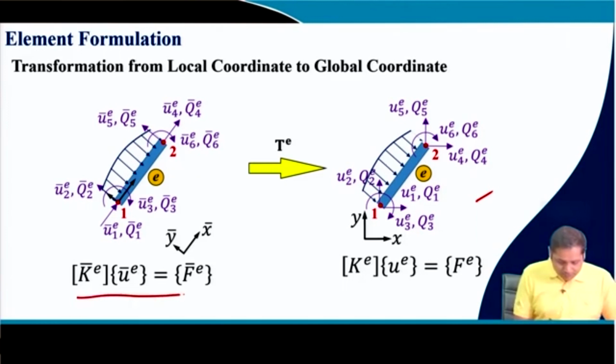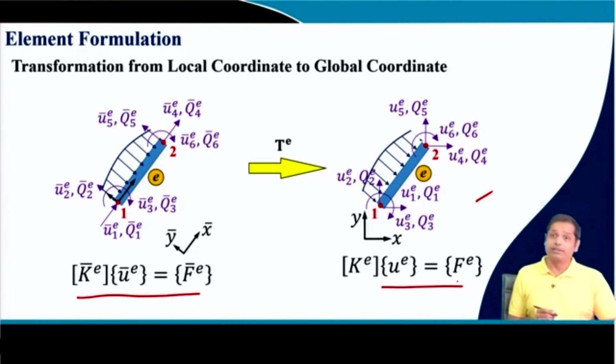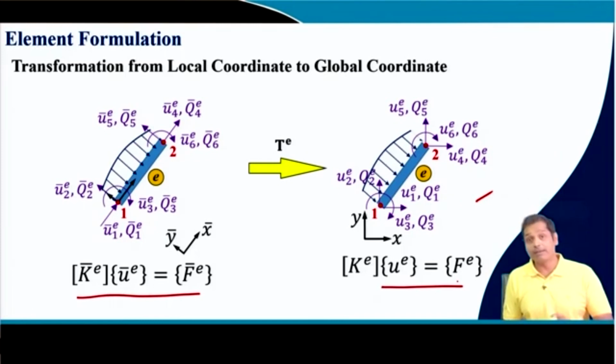This is the equation with respect to the local coordinate system, and this is with respect to the global coordinate system. Please note, when we say transformation, it is not only the transformation of the stiffness matrix, it is the transformation of the entire equations, and those equations involve your degrees of freedom, force, and the stiffness. All need to be transformed.